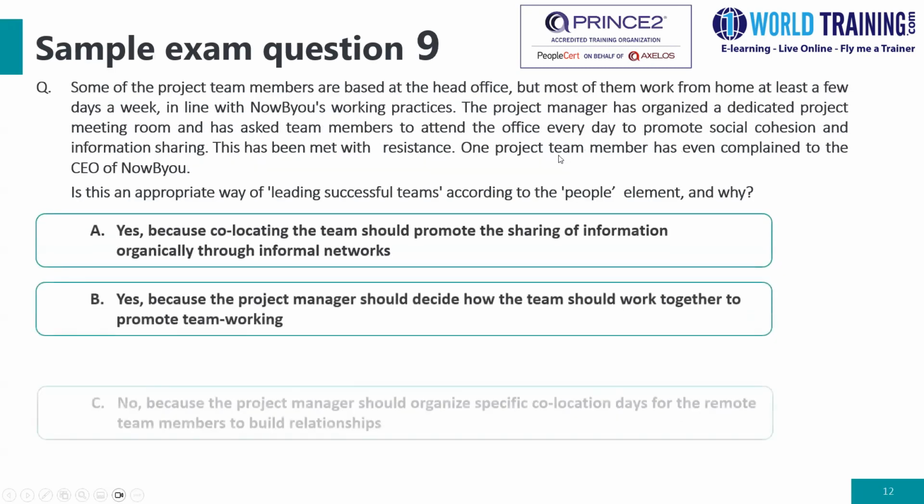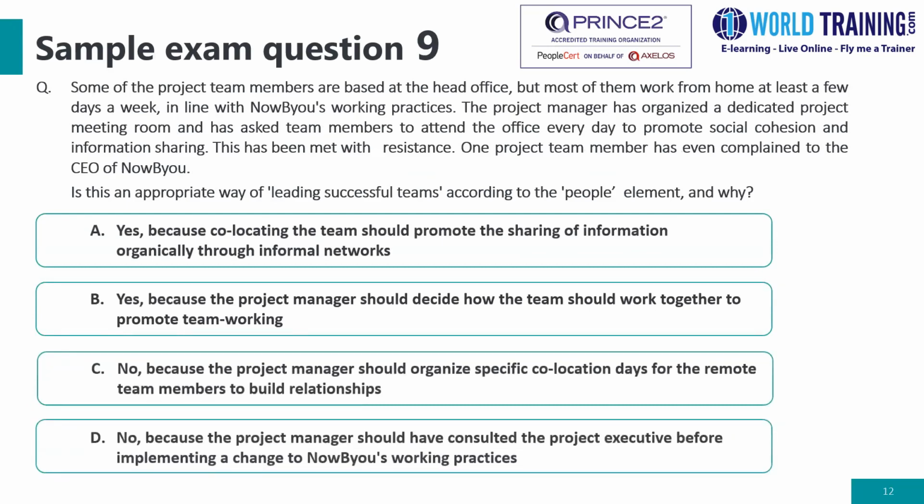The next one, question number 9. Some of the project team members are based at the head office, but most of them work from home at least a few days a week, in line with Now BU's working practices. The project manager has organized a dedicated project meeting room and has asked team members to attend the office every day to promote social cohesion and information sharing. This has been met with resistance. One project team member has complained to the CEO of Now BU. Is this an appropriate way of leading successful teams according to the people element, and why?